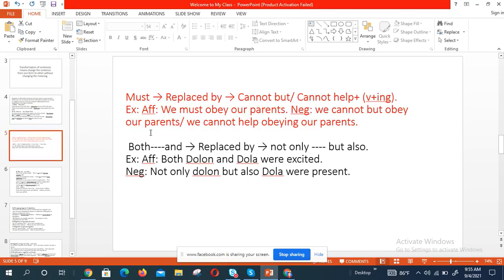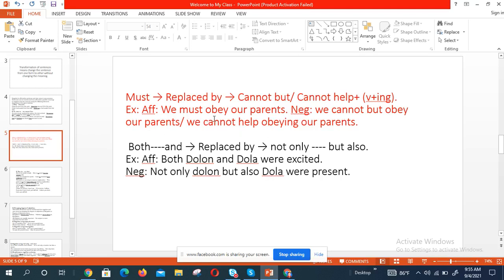The word must can be replaced, if you want to make it negative, by cannot but or cannot help. When you use cannot help, you have to use verb plus ing with it. Must is the affirmative word. If you want to make it negative, you have to use cannot but or cannot help.